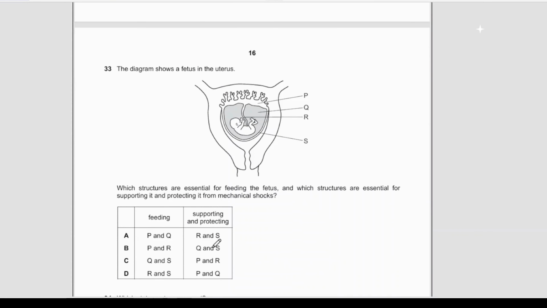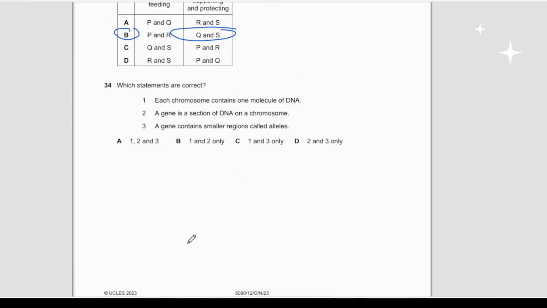Okay. The diagram shows the fetus in the uterus. Which structures are essential for feeding, and which structures are essential for supporting and protecting? Q and S are for supporting, and this is the only answer we have. P and R are for feeding. Yes. So this one is the umbilical cord and these are the network of blood vessels through which it gets all the nutrients.